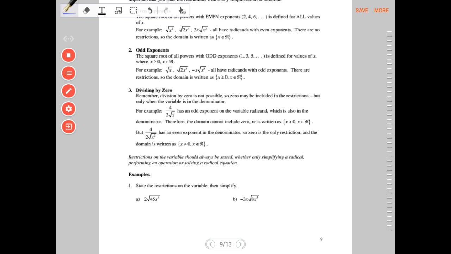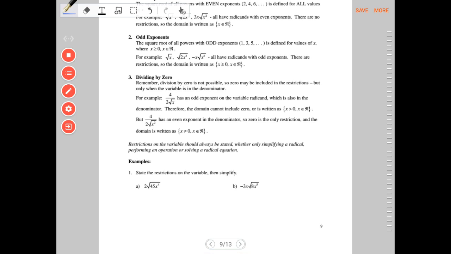And of course the infamous dividing by 0. We can't divide by 0. It's not possible to take something and make no groups. So 0 might have to be included in your restriction, but again, only when we have a variable in the denominator. So if we take a look at this example, we are dividing by root x.